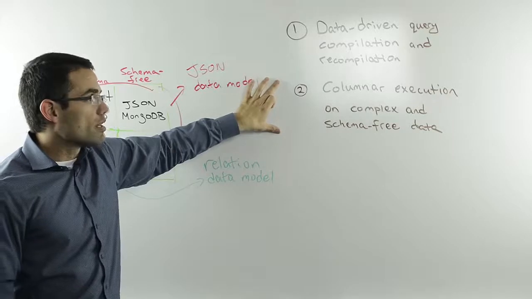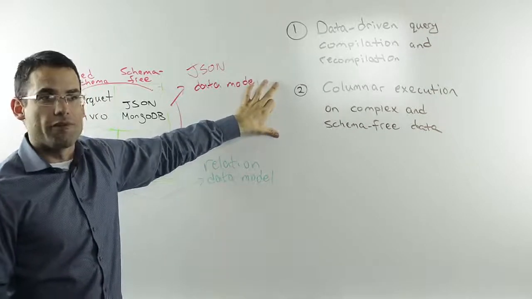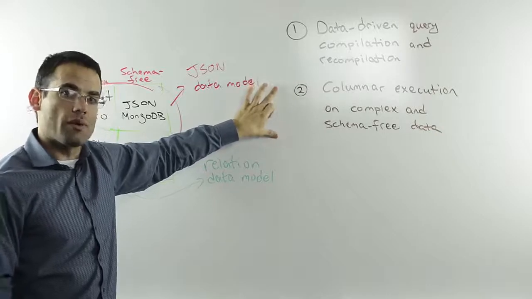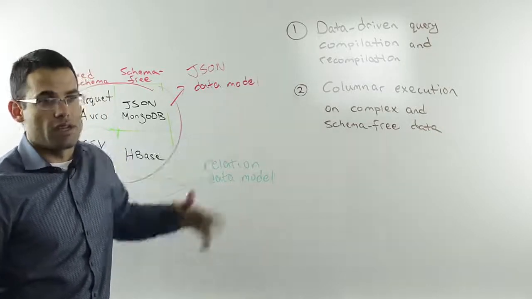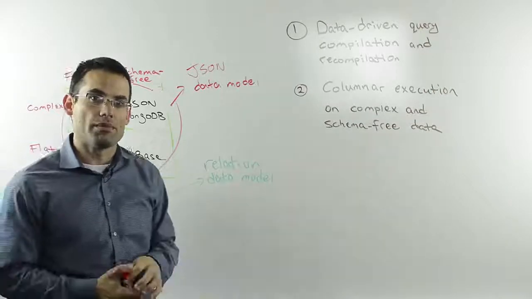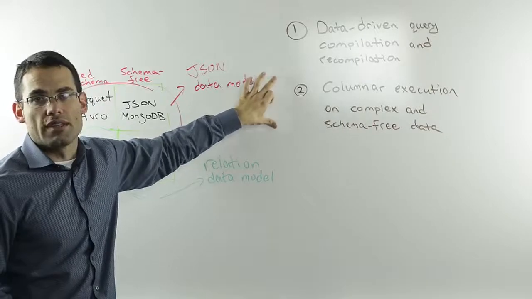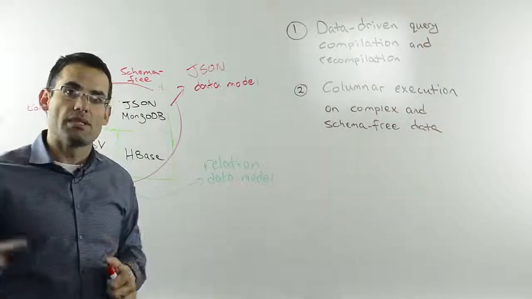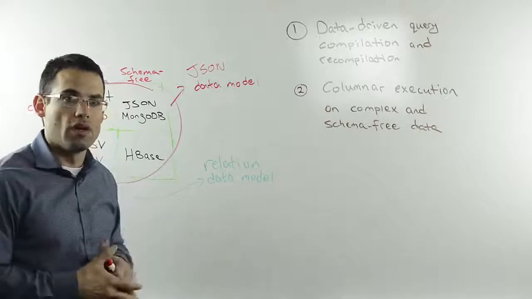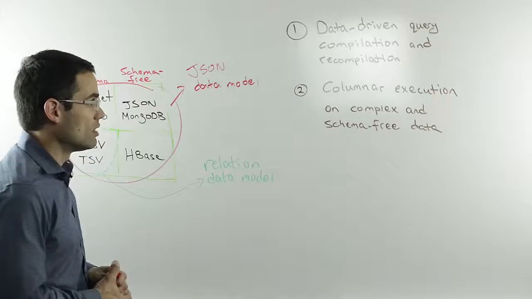The second thing is columnar execution. And while there have been columnar systems before, Drill is the first columnar execution engine that actually supports complex and schema-free data. And so you think of all this data, well, it doesn't really have columns, yet Drill is able to do essentially columnar execution. And it does that by shredding these records into pieces in memory. We do what we call shredded in-memory columnar execution.